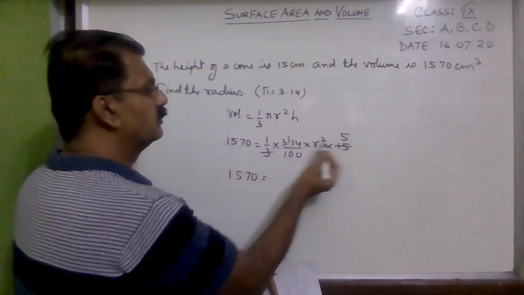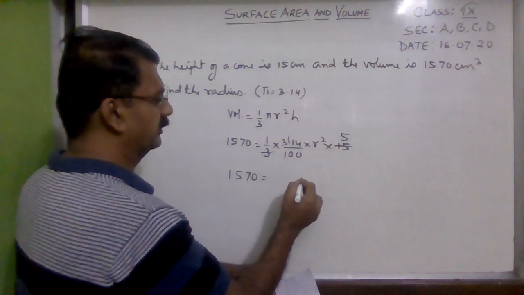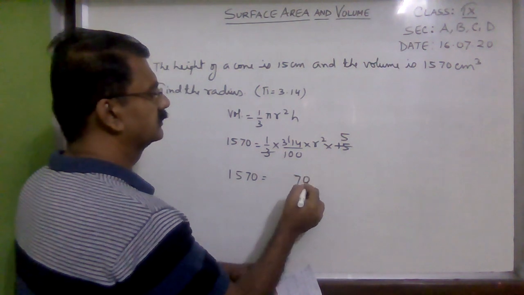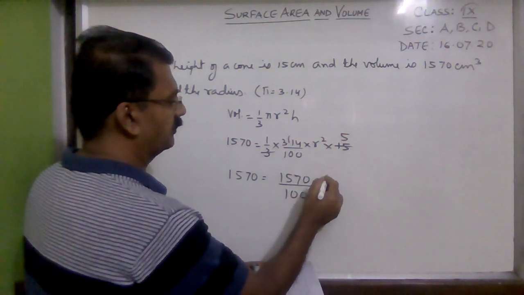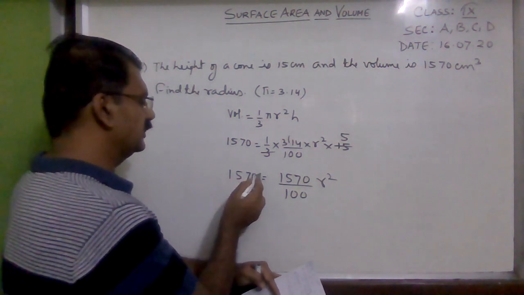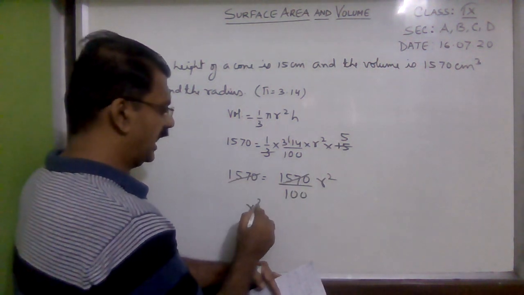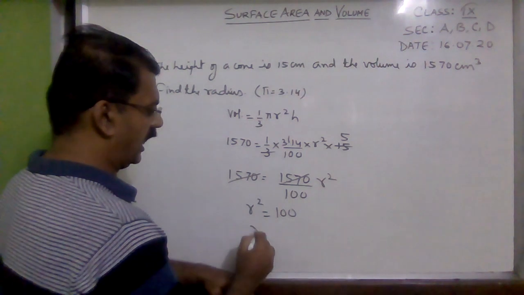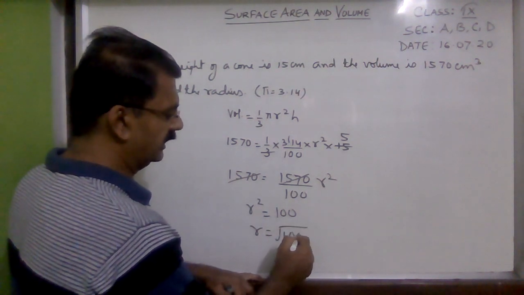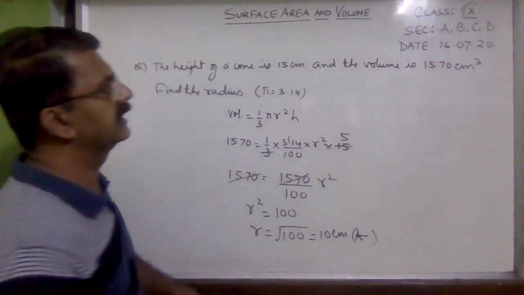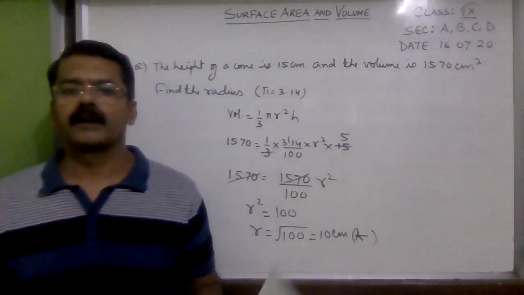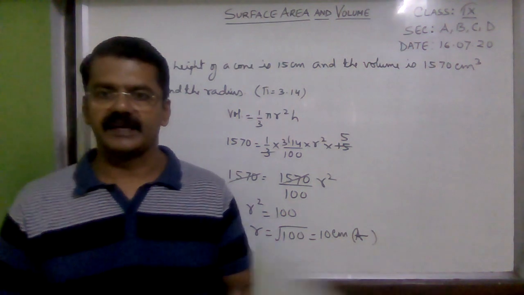1570 is equal to, you multiply 314 by 5, like this. Now this 1570 is cancelled. R square is equal to 100. So R will be equal to under root 100, that is 10 centimeters. So the answer is 10 centimeters. The radius of the cone is 10 centimeters. Clear?